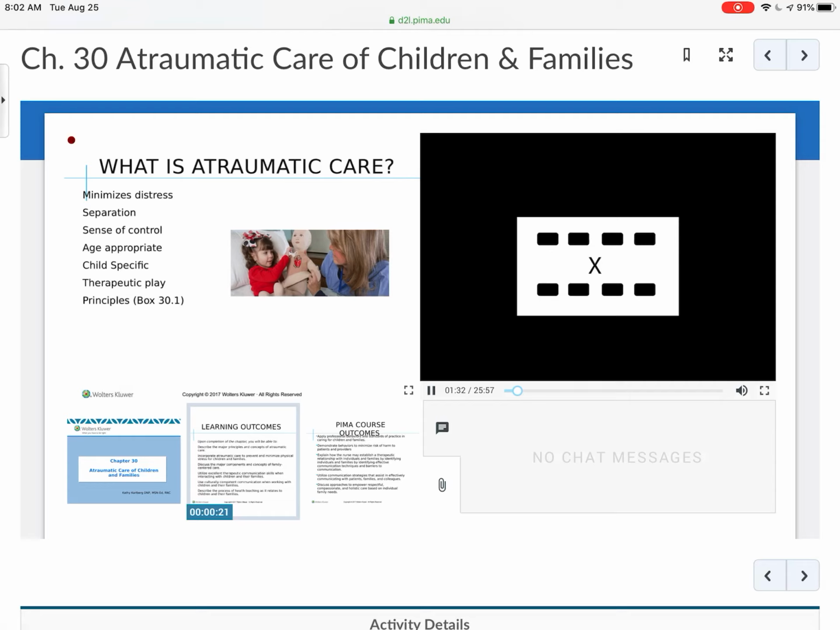So atraumatic care, according to the book, is therapeutic care that minimizes or eliminates the psychological and physical distress experienced by children and their families in the healthcare system. So what does that mean? It goes under that whole concept of do no harm for the medical profession. As pediatric nurses, we need to be very aware of our patients and be advocates for them.